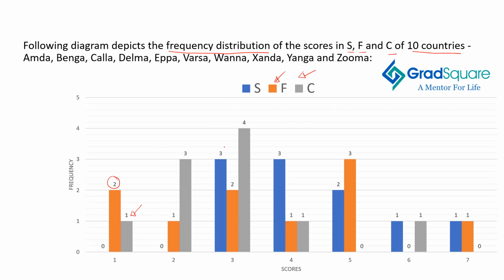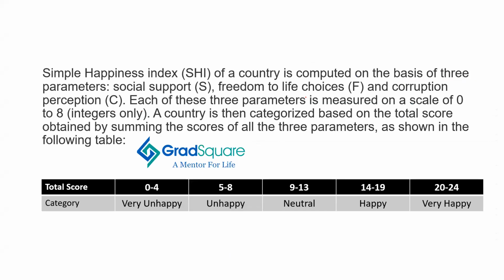Again, if you look at this one, it says 3 countries got a score of 3 in S. And then 2 countries got a score of 3 in F. And 4 countries got a score of 3 in C, right? So that's what this graph is talking about. It's a frequency distribution. The frequency means how many times it is showing up, okay?